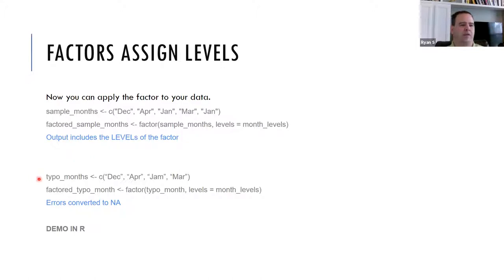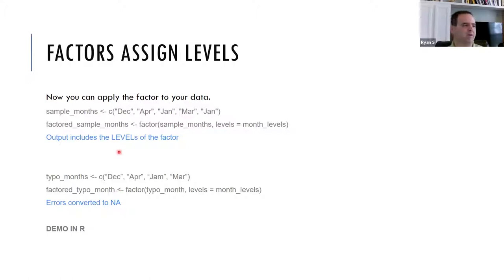On the other hand, if you have this vector, which I've called here typo months, DEC, APR, JAM, this one's misspelled, and MAR, then when you factor typo months, the errors are going to be converted into an NA value.